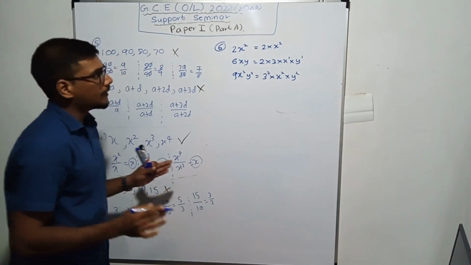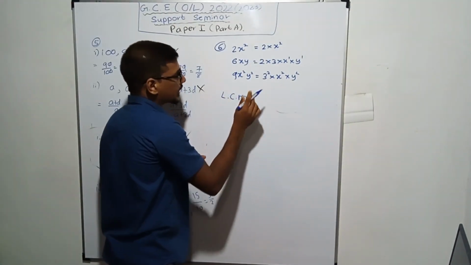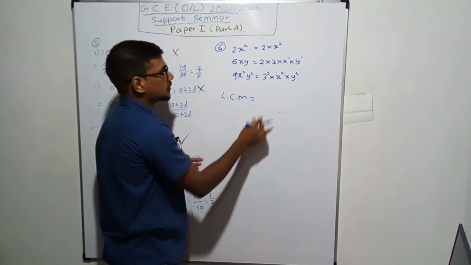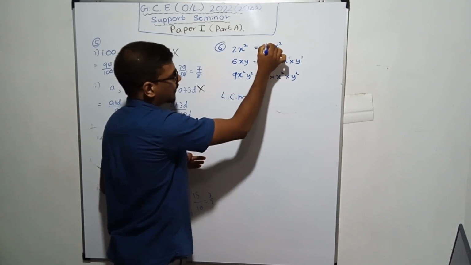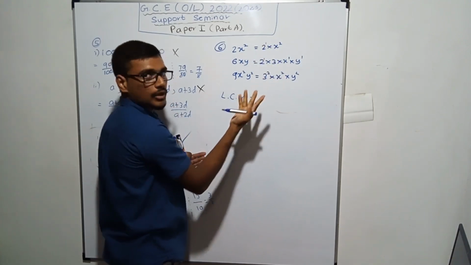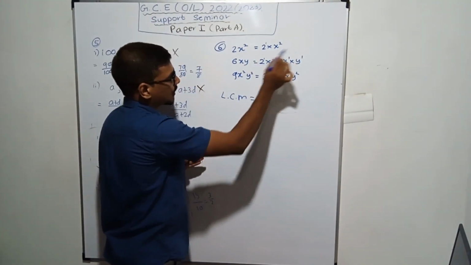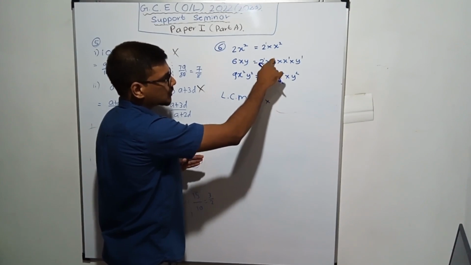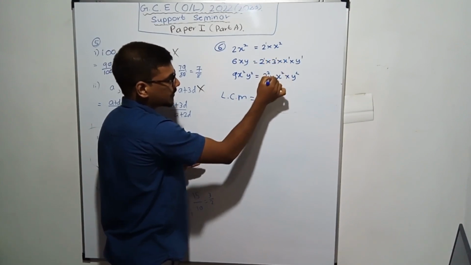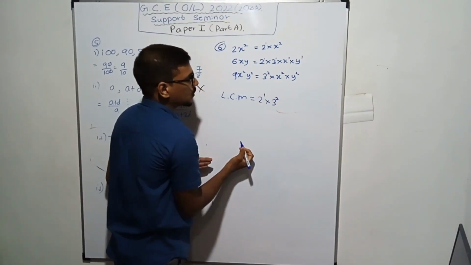When they say LCM, you have to take the highest powers of each and every term. Now we'll take the first one. 2 is there. So what's the highest power of 2? Only 2 to the power 1 is there. So I have to take 2 to the power 1. Then the next term. First of all, we'll take all the numerical terms. Then 3 is there. Here 3 to the power 1, but here we have 3 to the power 2. So we have to take 3 to the power 2.